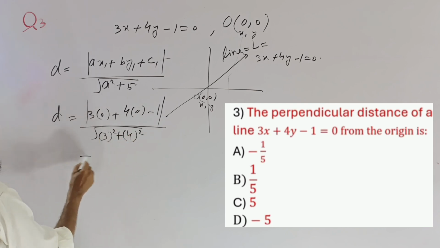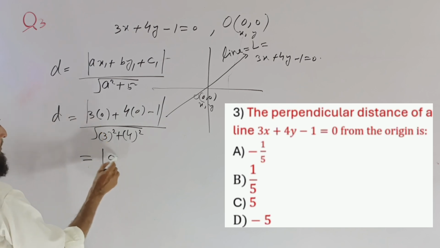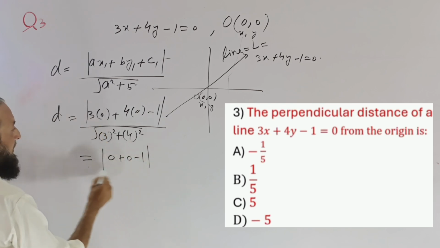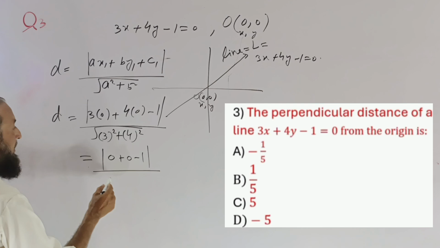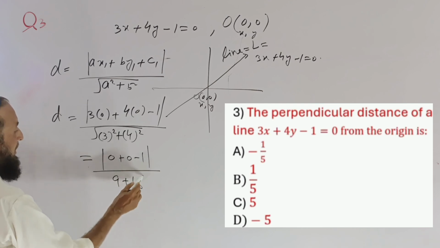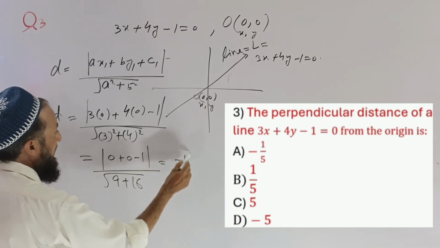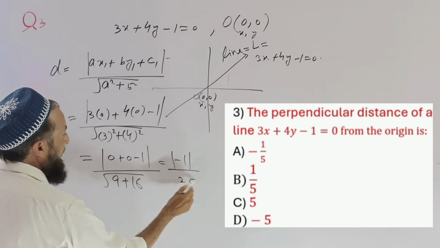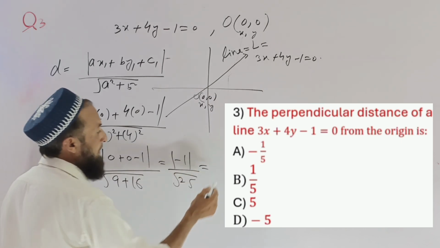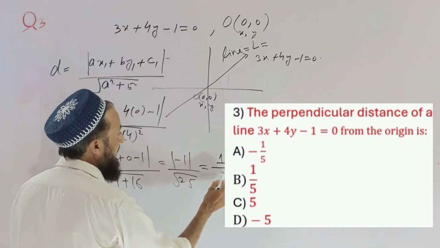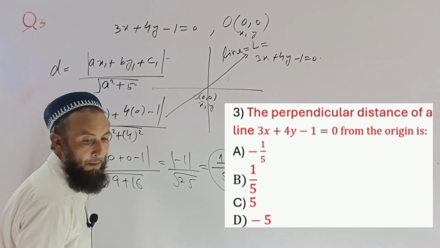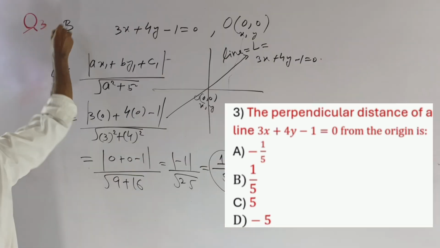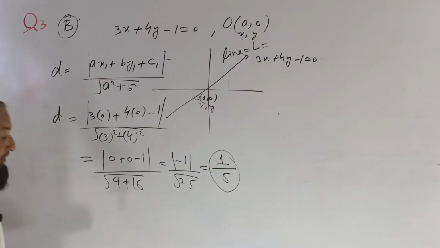So the result is 0 plus 0 minus 1, absolute, divided by the square root of 9 plus 16, which is minus 1 absolute divided by the square root of 25. Minus 1 absolute gives the positive result, so we get 1/5. Here option B is the correct answer.